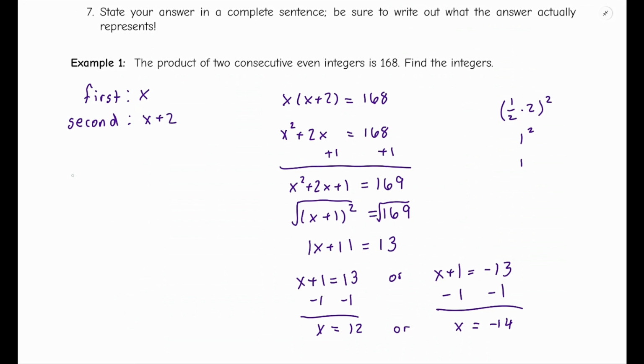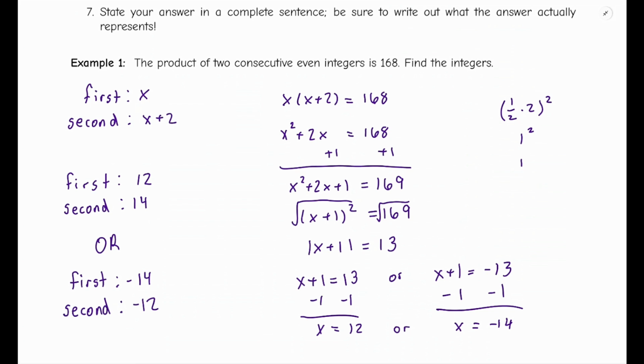So either the first integer is 12, which makes the second integer 14, or the first integer is negative 14, in which case the second integer is negative 12. The reason we get two answers is because two positive numbers or two negative numbers will both give us a positive answer.